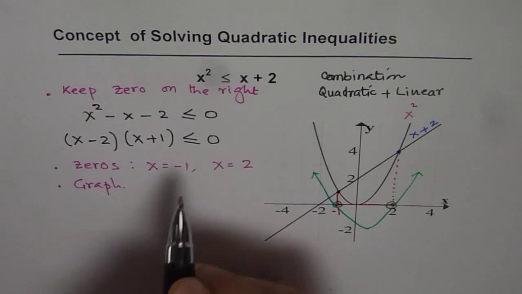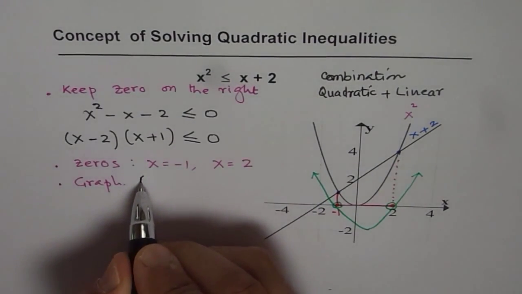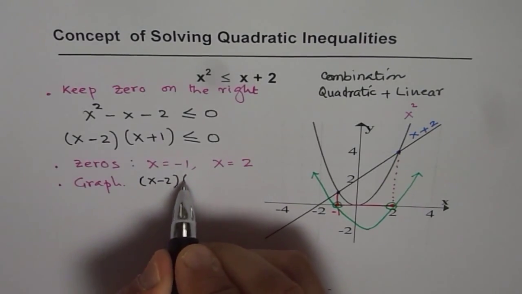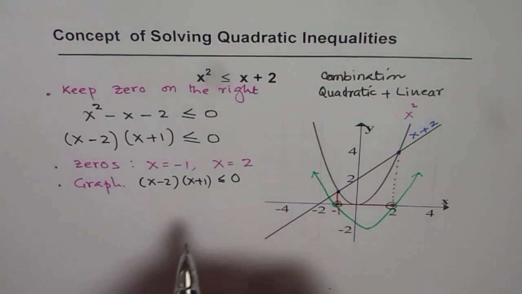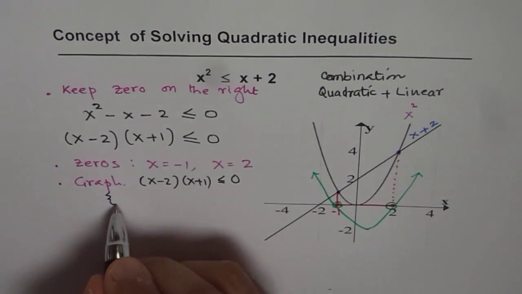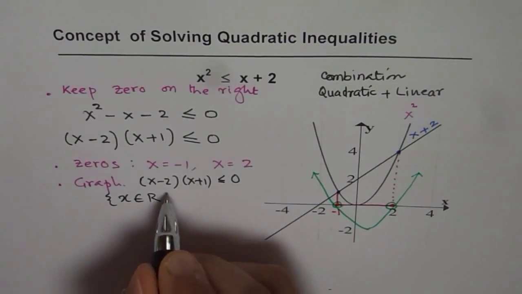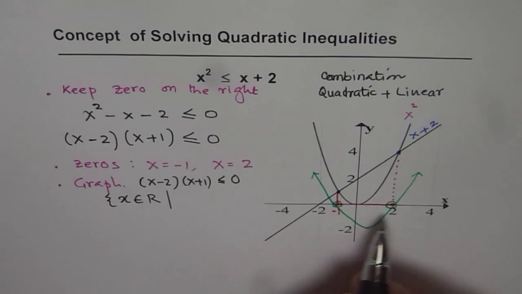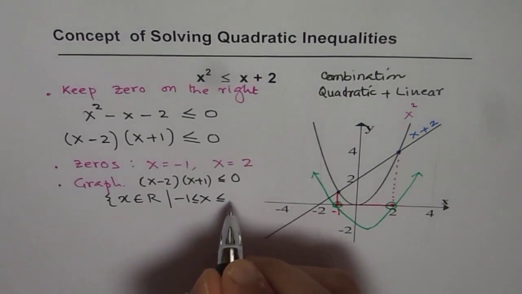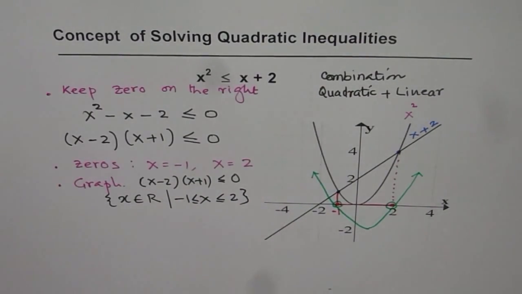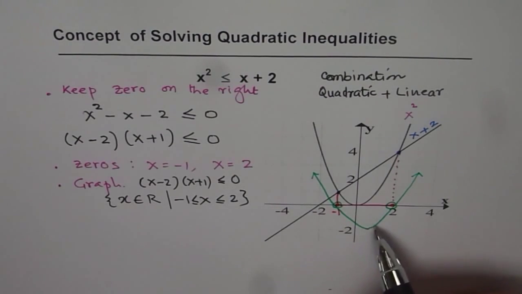So from the graph, we want x minus 2 times x plus 1, that's the graph, right? Less than or equal to 0 means the negative portion. We say the solution is x belongs to real numbers, where x is between -1 and 2, including x equal to -1 and 2. So we get our solution right there, correct? So that's another way, which we call the graphical method of solving quadratic inequalities.